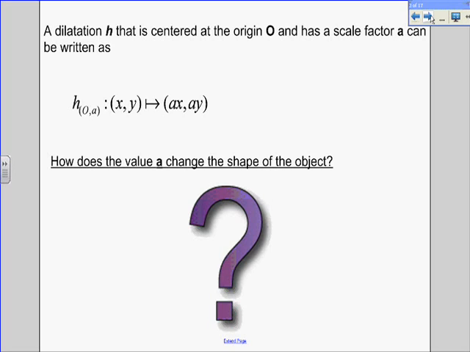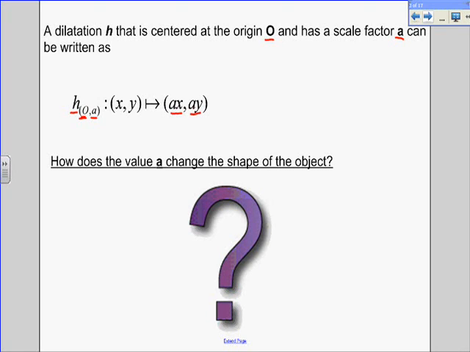For us, we're going to be looking at our dilatation centered around the origin O, sort of like our rotation was centered at the origin O, and having a scale factor of a. a is just going to be a number. a can be positive, can be negative, can be a decimal or a fraction, it can be any number. And the way we write it is like this. h represents that dilatation around the origin by a scale factor of a. We'll take any point x and y and transform it into a times x and a times y.